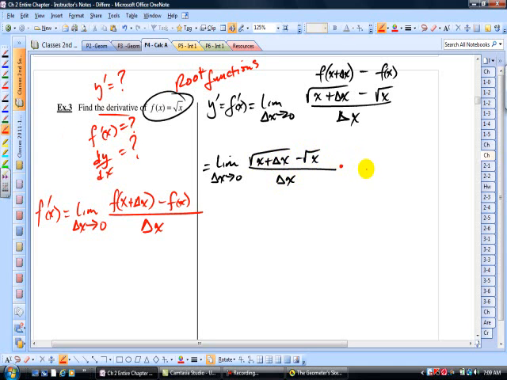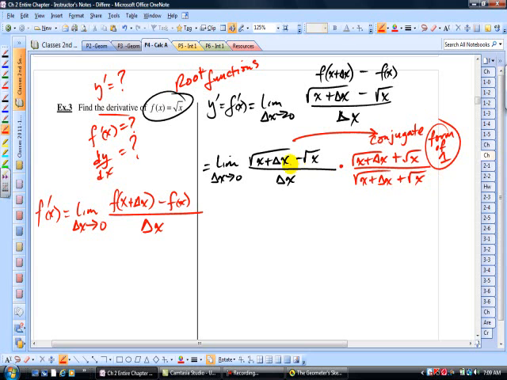I'm going to use the conjugate of the numerator. So just change from minus to plus. So the square root of x plus delta x plus, now the conjugate, plus root x, in the form of 1: over the square root of x plus delta x plus root x. This is a form of 1.